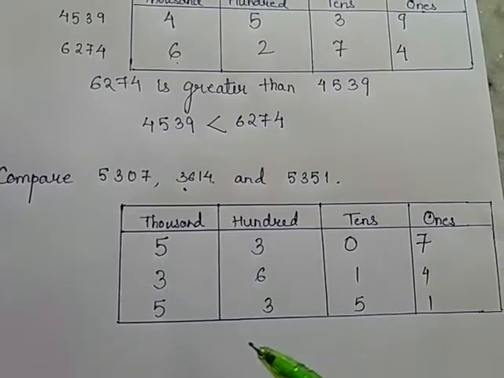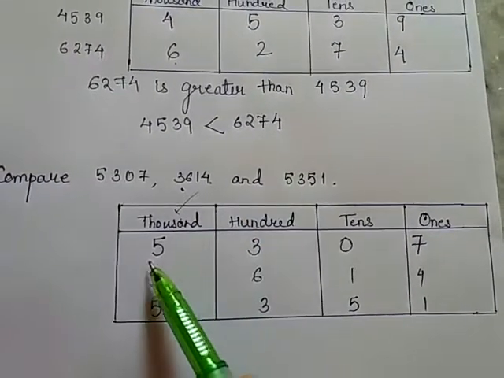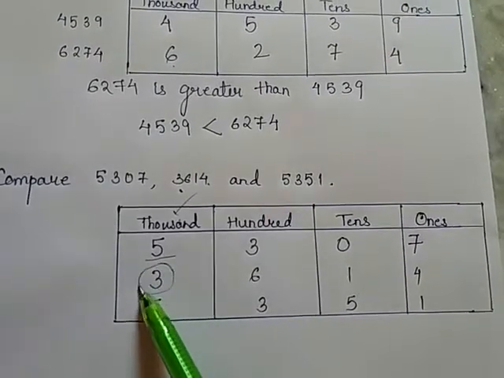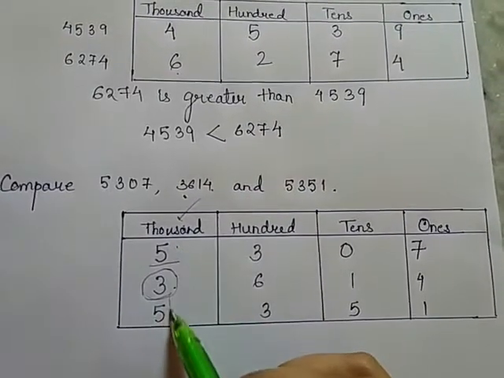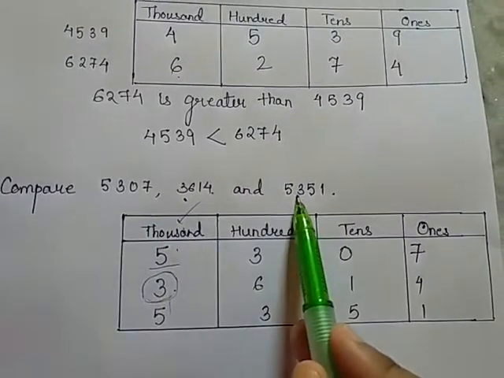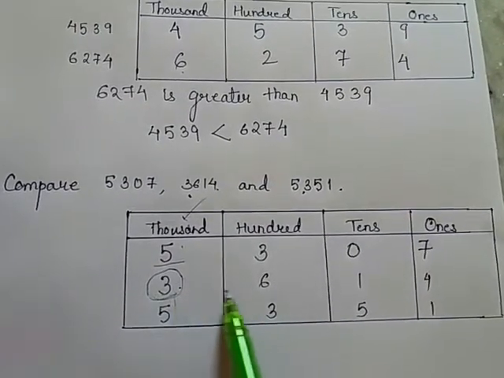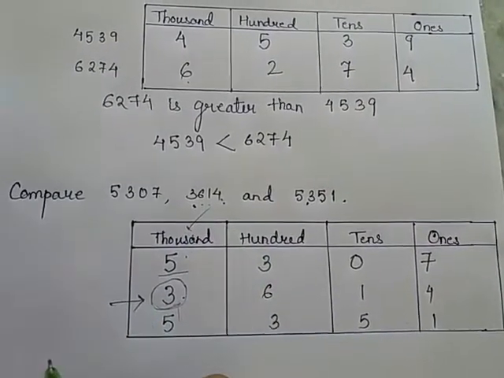Now we will compare one by one. Let's start with this place. See, here we have got 5 and here we have 3. So naturally 3 is less than 5. That is, out of these three numbers we have our smallest one, that is 3614. This is the smallest one.